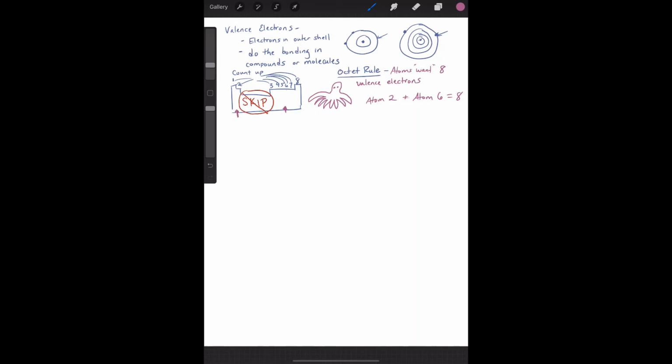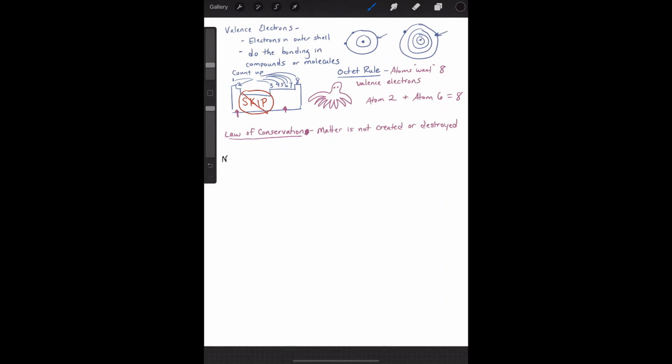Now, I want to put a couple things about chemical reactions. So we know that the law of conservation means that matter is not created or destroyed. Matter is not created. So we can't make atoms. Law of conservation, not conservations. Matter is not created or destroyed.